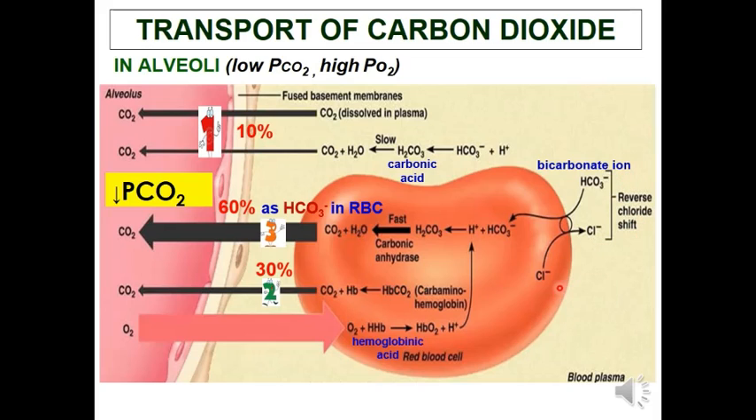And this H plus combined with the bicarbonate ion forms carbonic acid, catalyzed by carbonic anhydrase. This carbonic acid will dissociate to form carbon dioxide and water. And this carbon dioxide is then released to the alveolus due to the difference in partial pressures.